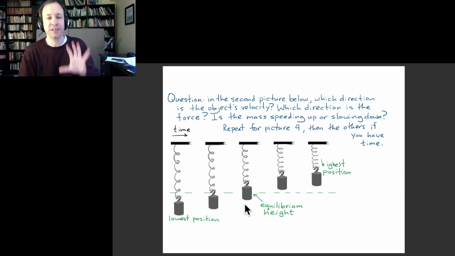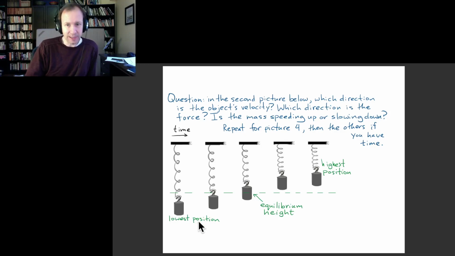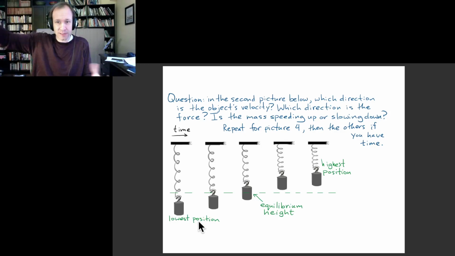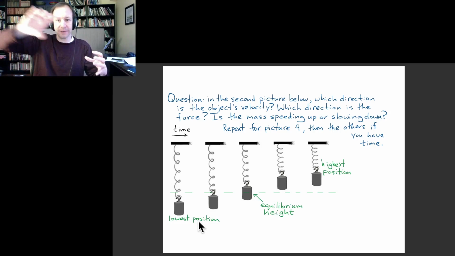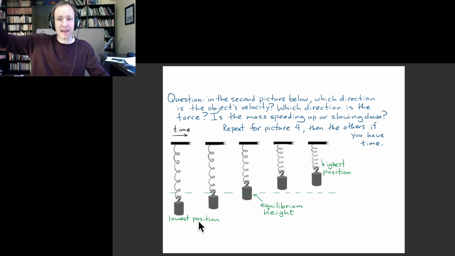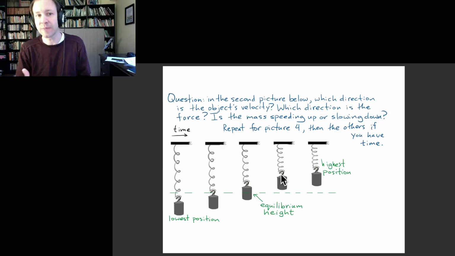Okay, so I want you to actually think about this question for a minute, maybe pause your video. This is just a picture of 5 different positions of the mass on the spring at various different heights, going from the lowest height to the highest height. And what I want you to do is just basically for each picture, especially for the second and the fourth picture, ask yourself, what is the object's velocity?